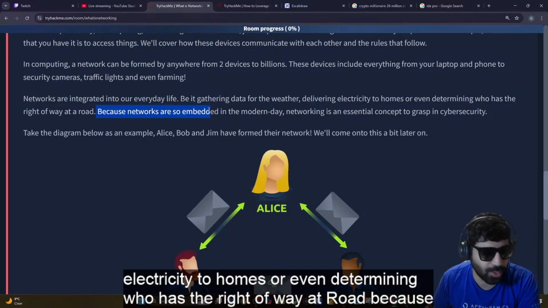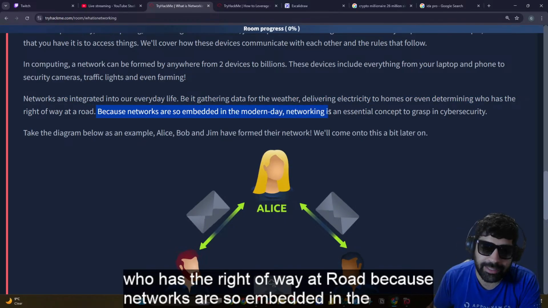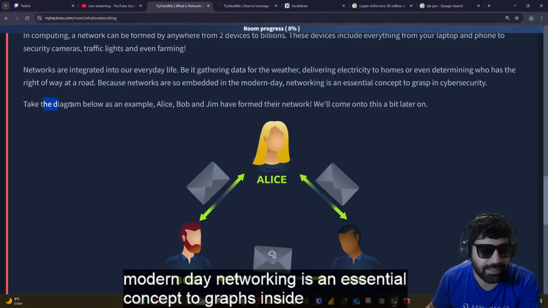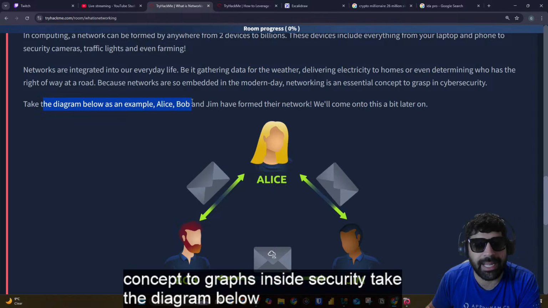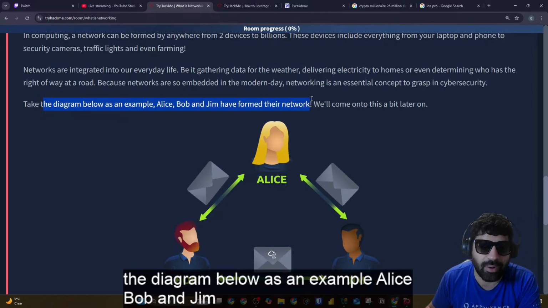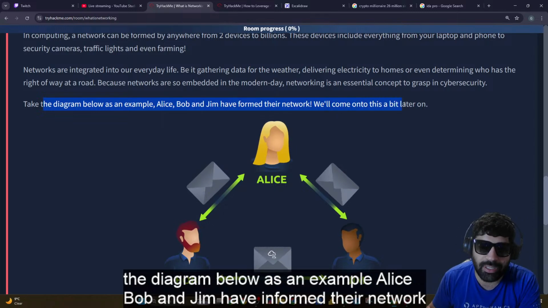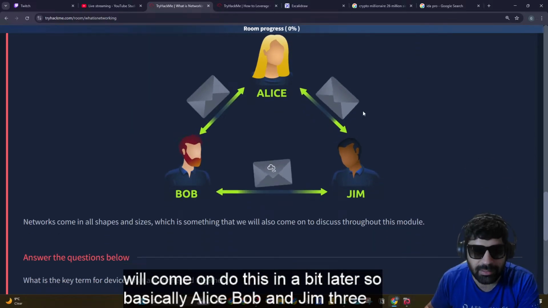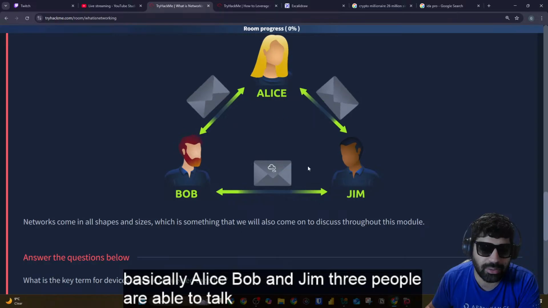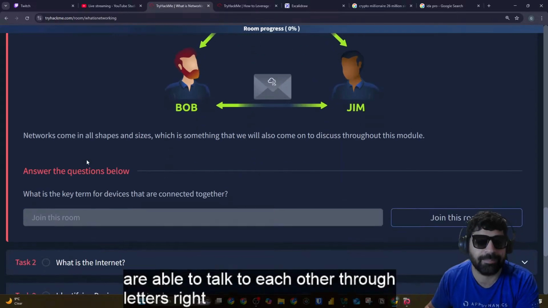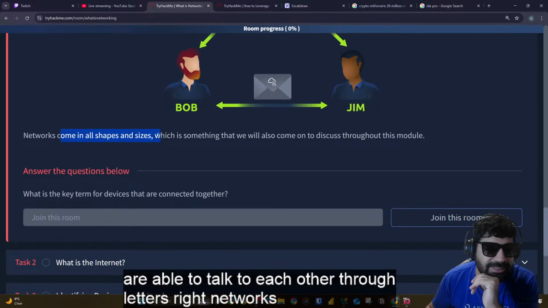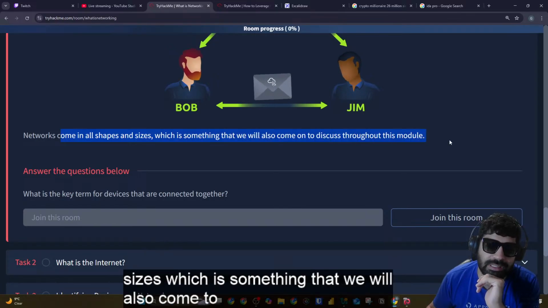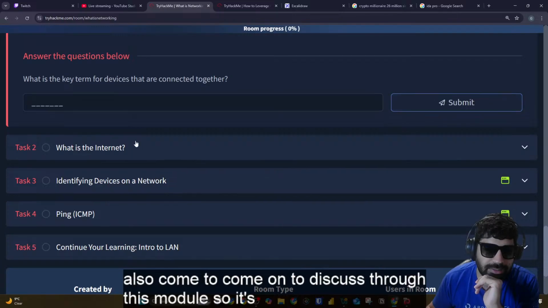Because networks are so embedded in the modern day, networking is an essential concept to grasp in cybersecurity. Take the diagram below as an example. Alice, Bob, and Jim have formed a network. We'll come on to this a bit later. So basically, Alice, Bob, and Jim, three people, are able to talk to each other through letters, right? Networks come in all shapes and sizes, which we will also discuss through this module. So let's join this room.